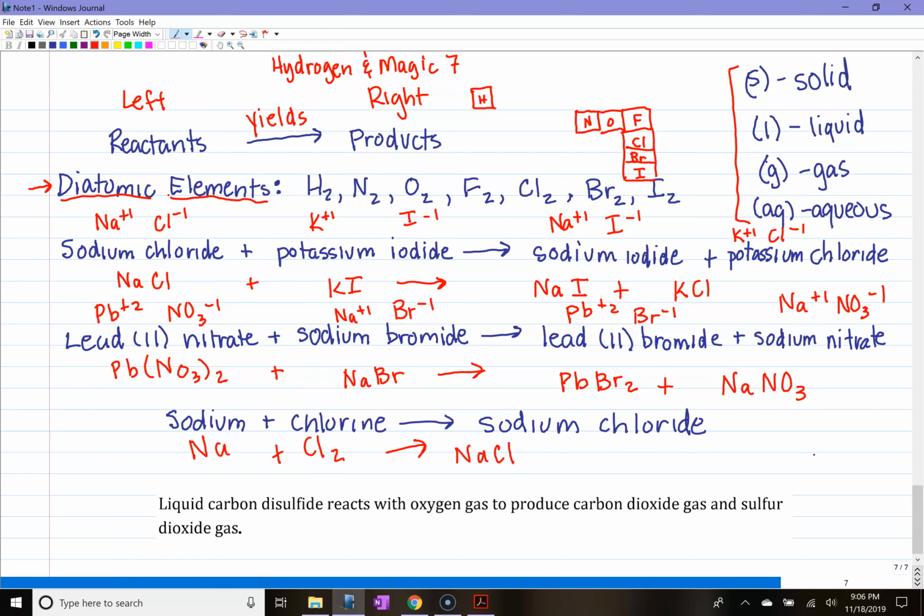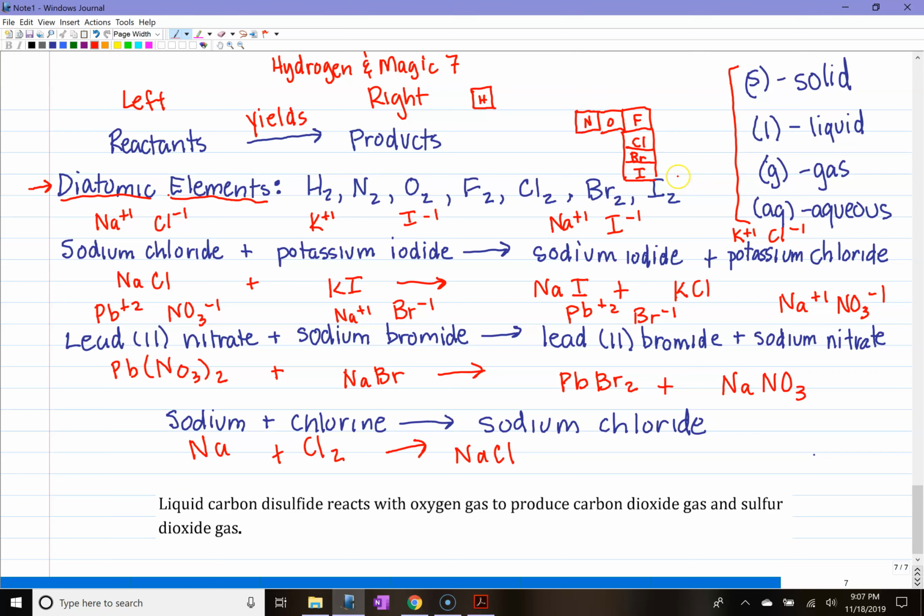Sodium plus chlorine is going to yield sodium chloride. Remember, when you write a single element, you have to ask yourself, is it a diatomic? So sodium is not a diatomic, so I don't put any subscript behind it. Plus chlorine. Chlorine is a diatomic, so I'm going to put a 2 behind the chlorine. And it's going to yield sodium chloride. Sodium has a +1 charge. Chlorine has a -1 charge. And so the compound would be NaCl.